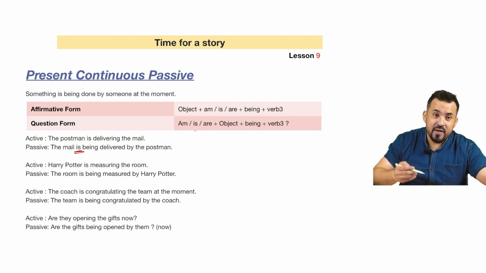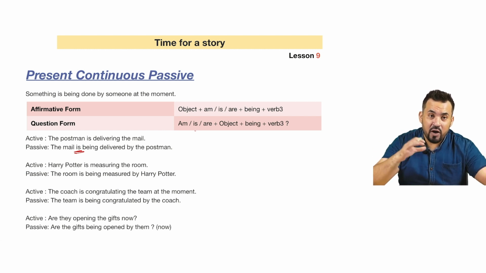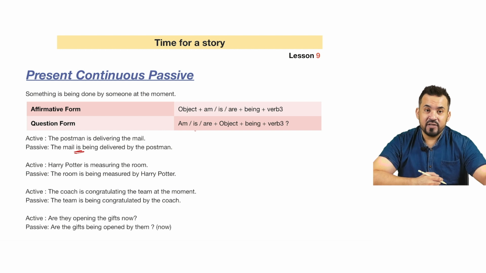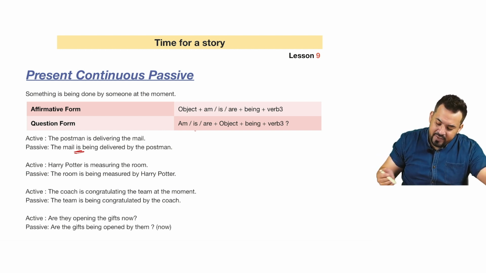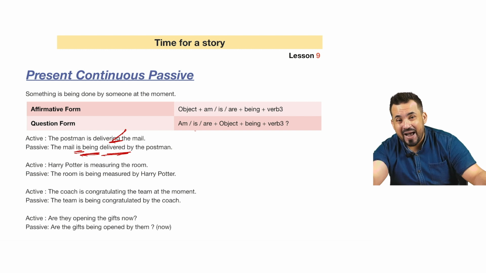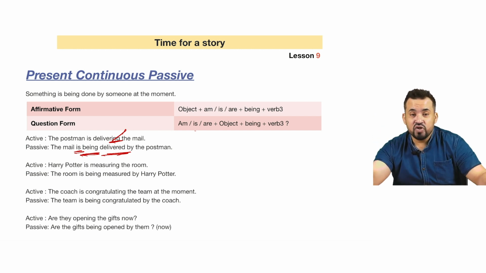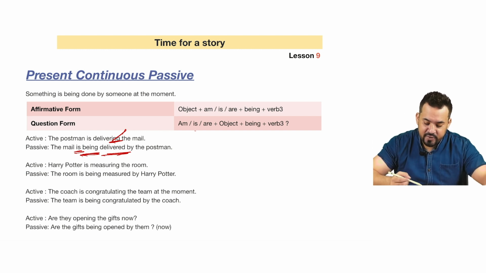Why did we use is? Because mail is uncountable. And with uncountable, we always use is. We never use are. Just like the milk is cold, we don't say the milk are cold. Uncountable nouns always take the singular form auxiliary. The mail is being delivered. So here, delivering, the ing, we are going to remove this ing and replace it with being, and delivered will be in the participle form. Always the verb is in the participle form when it comes to passive voice, and ing is always replaced by being.